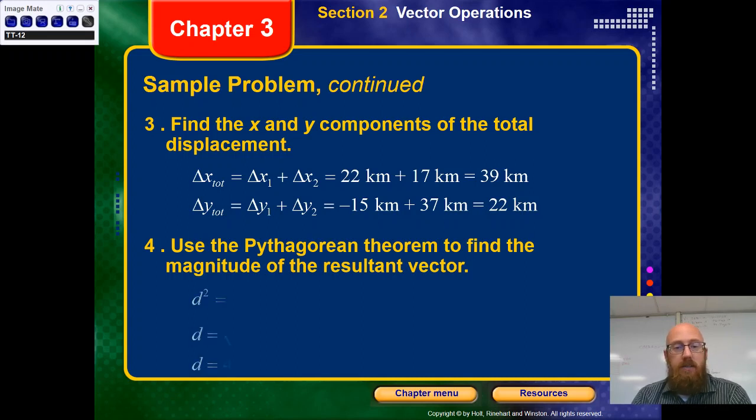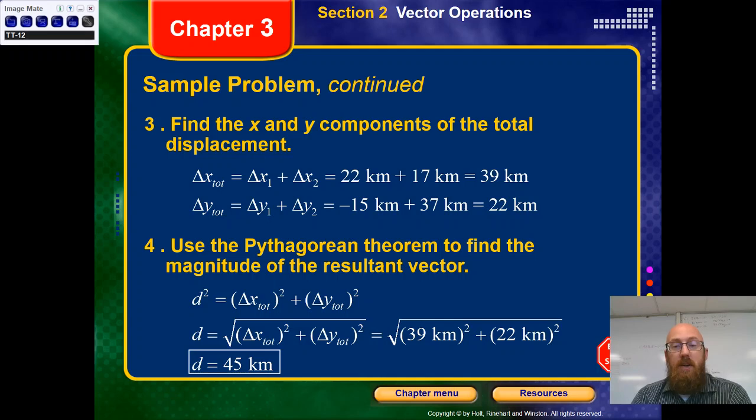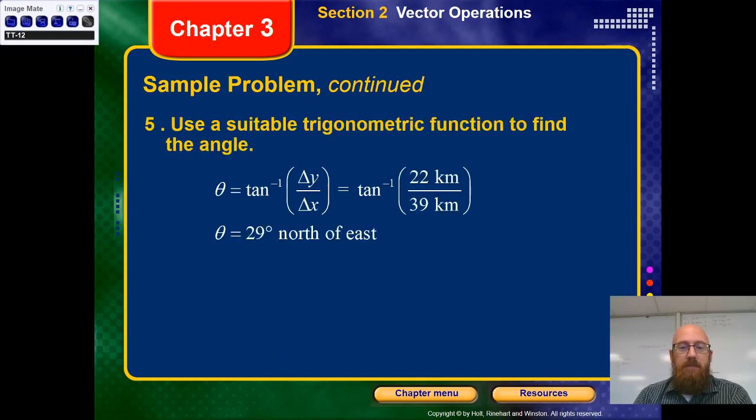X, y, Pythagorean theorem. Are you done yet? You figured it out. If you have an x and a y, you need an angle. Inverse tangent of delta y over delta x. 29 degrees north of east. And we'll talk about that specifically as we get further and further. And we'll go from here.